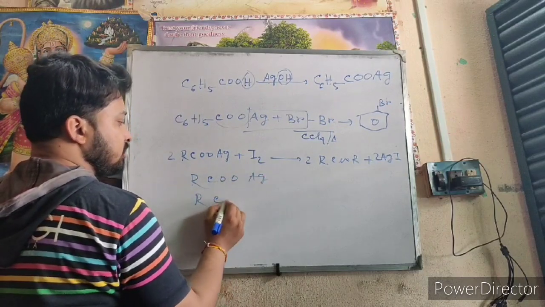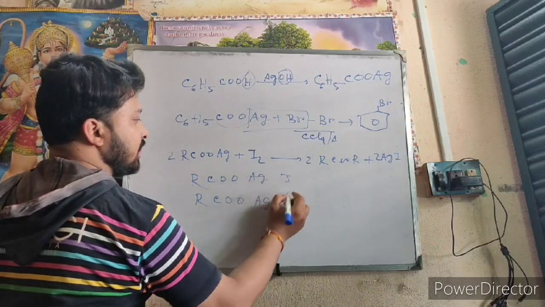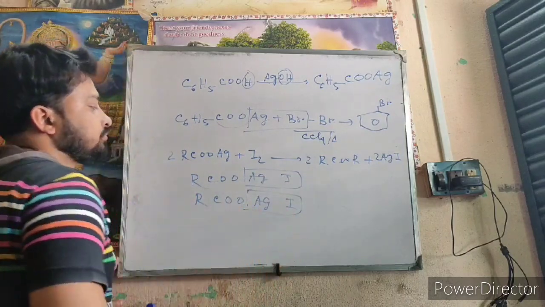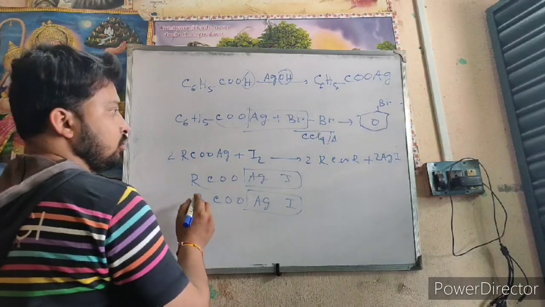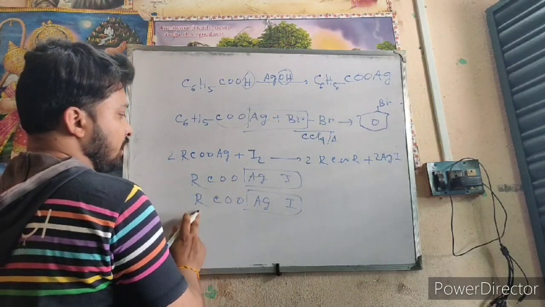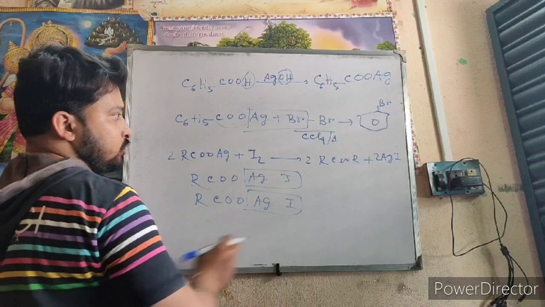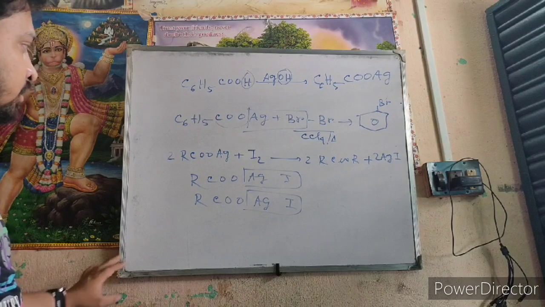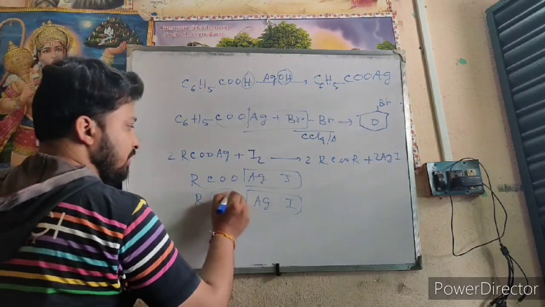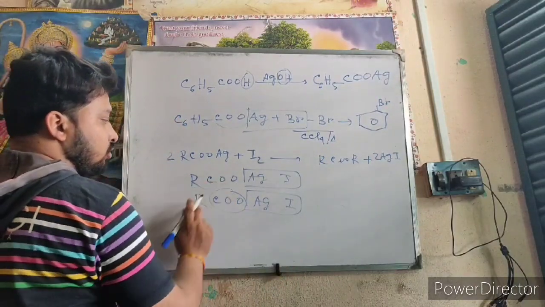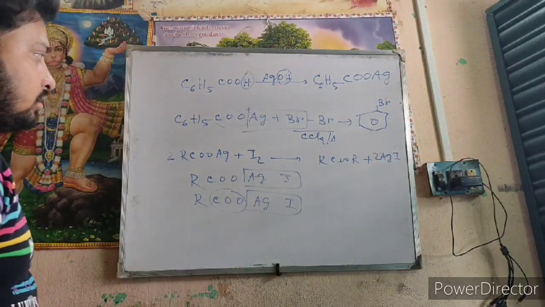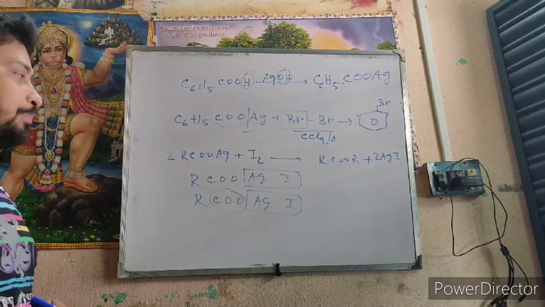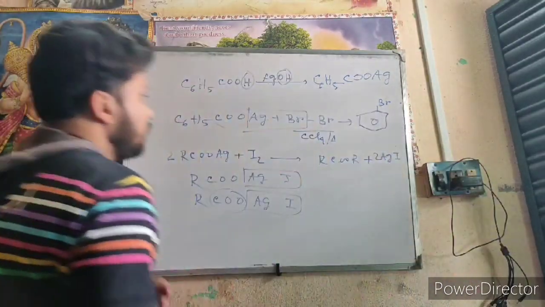So this is RCOOAg and RCOOAg. It reacts with I2. This is I and I. So the compound is AgI and AgI. So 2RCOOR is formed. 2AgI is removed from this equation. So RCOOR and CO2 is removed from here, so the 2 is not required here. So RCOOR. This is the simple reaction when it reacts with 2 moles of this compound.